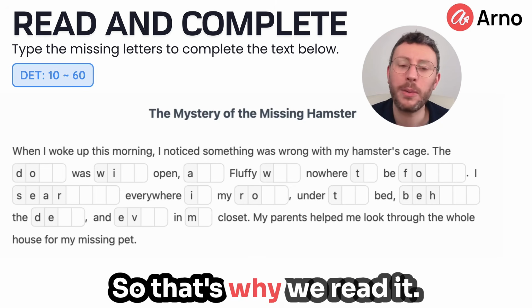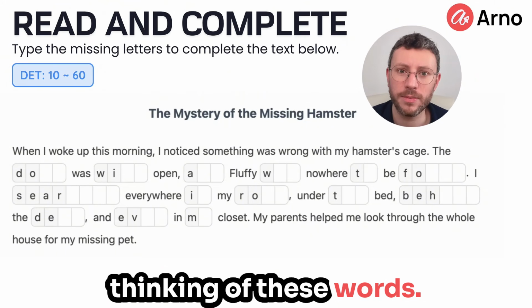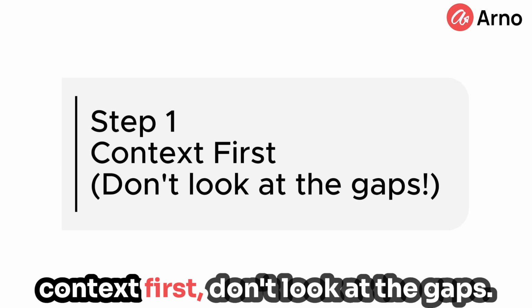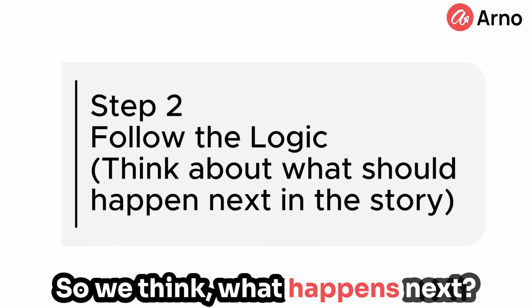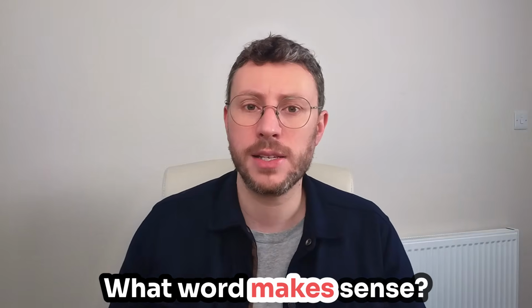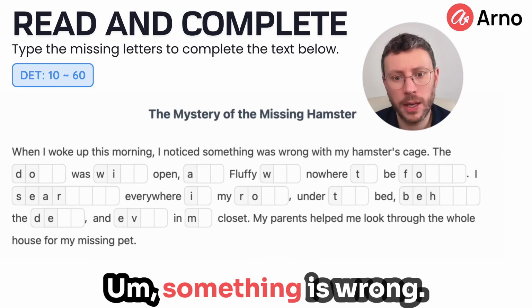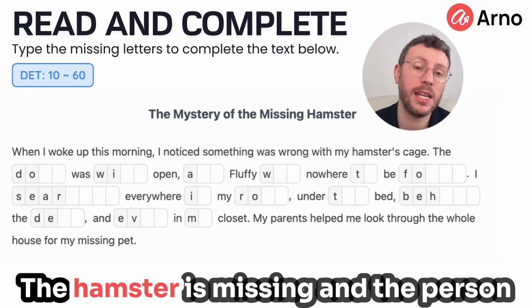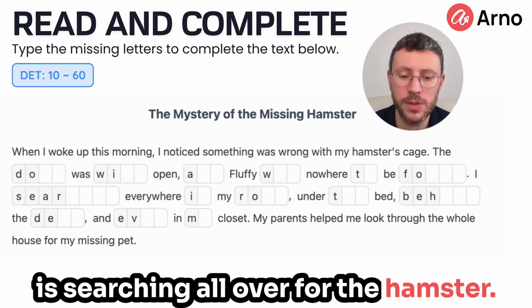Okay, so that's why we read it. So then we can start thinking of these words. So that is my step 1 for you. Context first, don't look at the gaps. And my next step for you is to follow the logic. So we think, what happens next? What word makes sense? So let's follow that story flow. Something is wrong. The cage is open, I will say. The hamster is missing and the person is searching all over for the hamster.